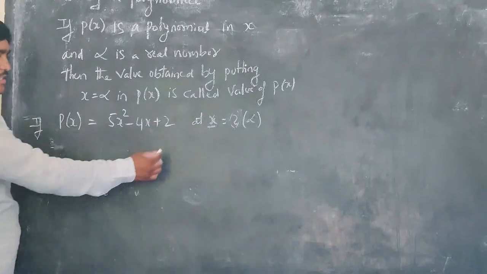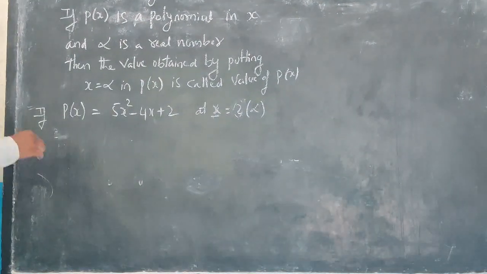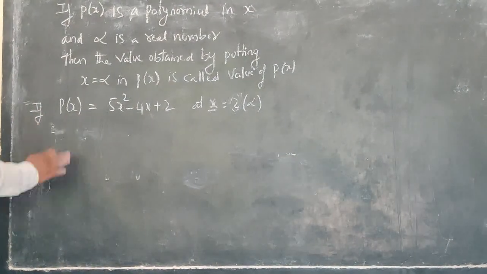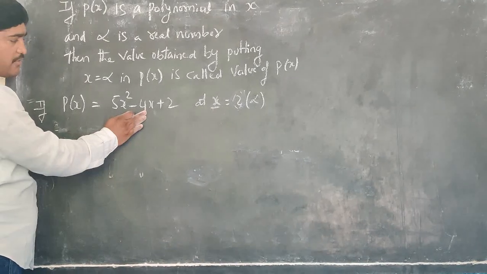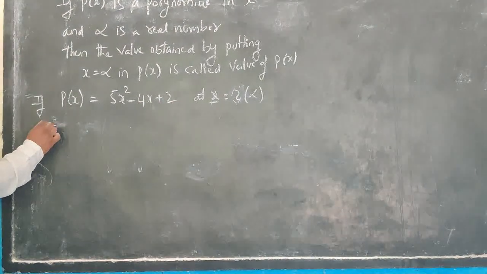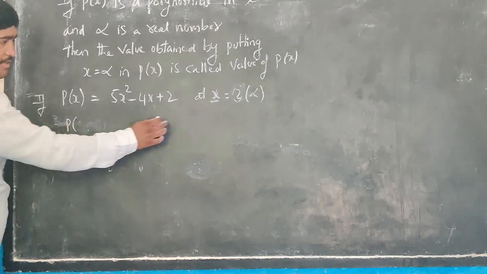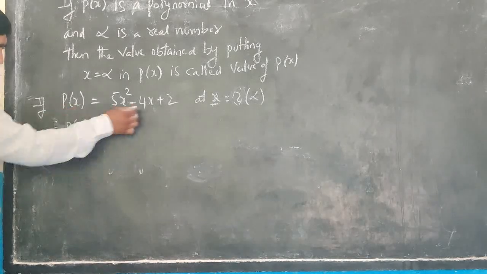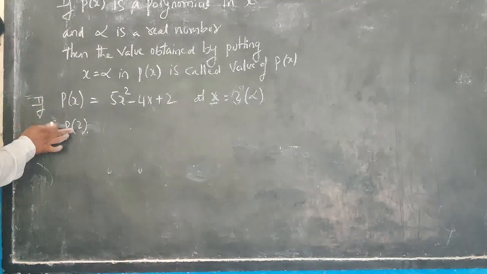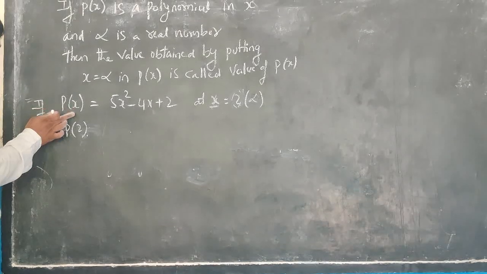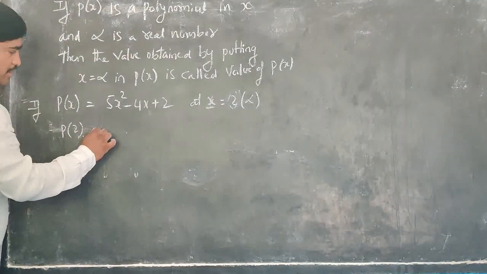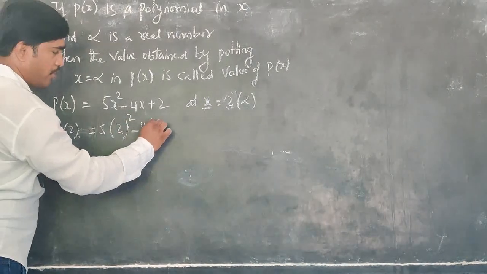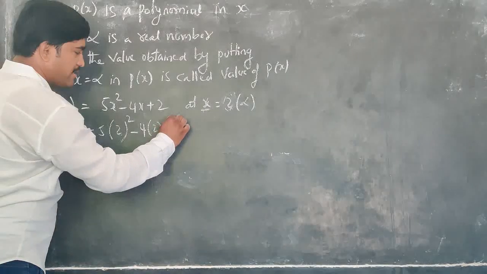Now what value is he asking to find? At x equal to 2, when we substitute, just look at p of x. First I write the given p of x equal to 5x square minus 4x plus 2. Now I'll substitute x equal to 2 wherever x is present in p of x. Now this is equal to 5 into 2 square minus 4 into 2 plus 2.